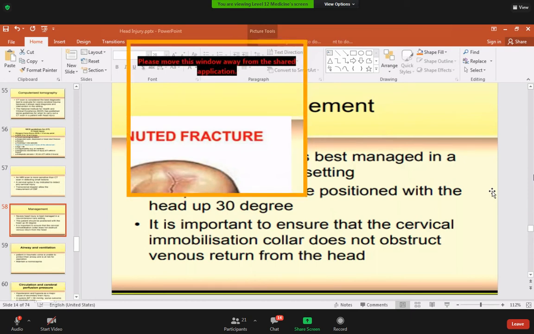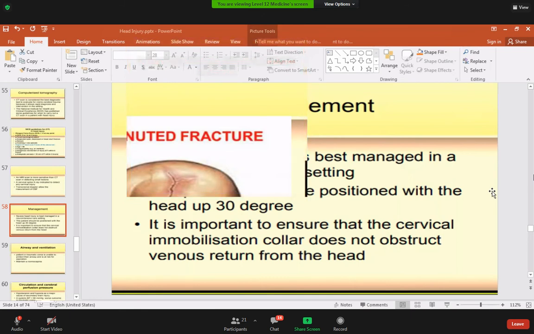Arrange blood for the patient. Give IV fluids to the patient. At the same time, when you are giving the IV fluids or making the IV line, take blood for investigations to check for the different blood chemistries as well as other investigations. And take blood for cross-matching and grouping also, because if there is massive trauma, patient may need blood transfusion.